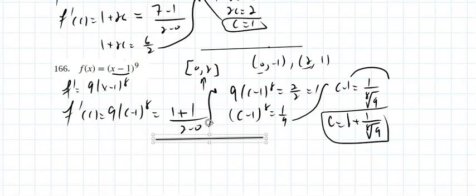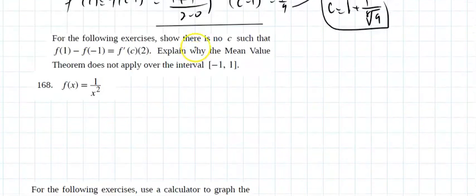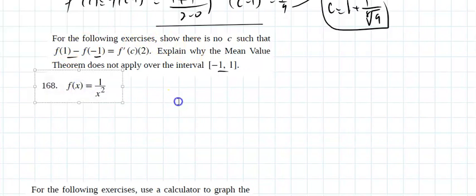So that's always a guarantee. Let me just shift all the problems. Now we get to the next problem, and they want to go from negative 1 to 1. So here's a problem again. They say, for the following exercises, show that there is no c such that this is true. There is no c. Well, let's see.